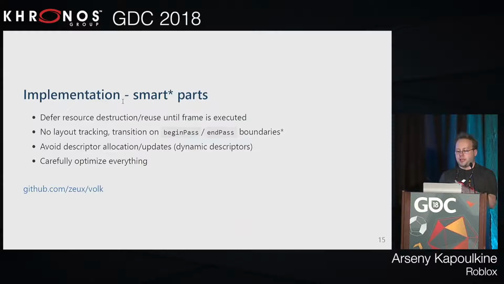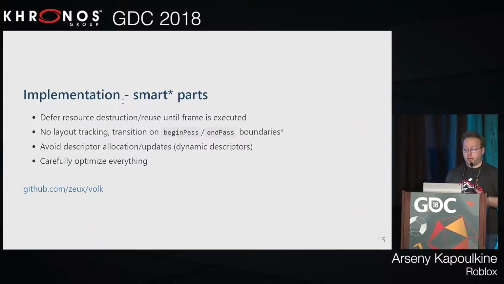But the begin end pass boundaries that we have turn out to be almost perfect for almost all barriers that you need per frame. So we don't track layouts. We just know that this resource is supposed to be in this layout before an operation and in a different layout after the operation. The case where it does not work is compute, where we do have to track, but we don't ship any compute code right now, and the development prototypes that we have have tens of dispatches per frame, so it's not really a big deal.